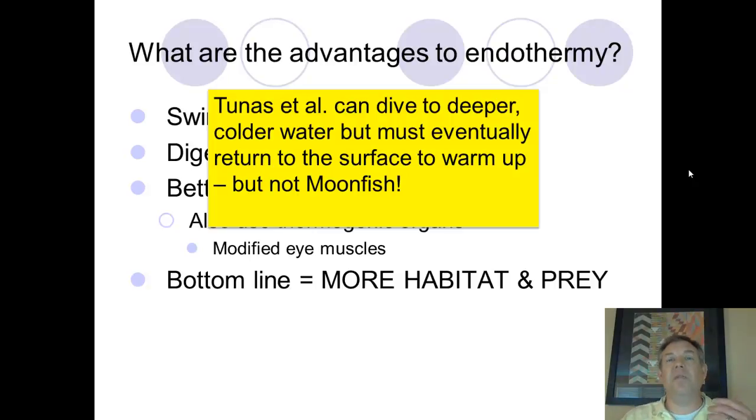So when you look at some of the more traditional endothermic fish like the tunas, they have an elevated body temperature and they can dive to deeper water, but they can't stay down there for very long. It's only so efficient, and eventually they have to come up to the warmer water to warm themselves up. But this, again, is an advantage that they found with the moonfish. The moonfish are found in extremely deep, extremely cold water, and they can stay down there. So they sort of have this habitat that they can exploit without much other competition or other predators. So, again, that's presumably the long-term evolutionary advantage.